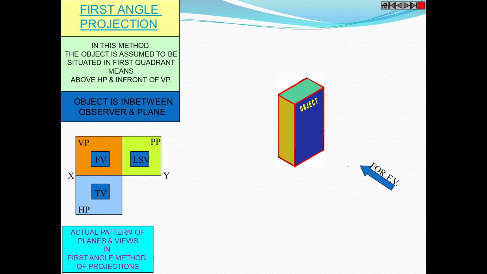Now the observer is at this place. If the observer is looking from this side, this side is the left hand side of the observer, and this back side is the right hand side of the observer. It means that if you are looking from this side, this side view is the left hand side view, and if you are looking from this side, as this one is the right hand side of our observer, it becomes the right hand side view.